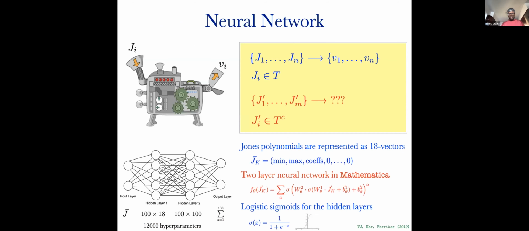Initially, what we did was feed the Jones polynomial as an input, and we associated to this the volume. Up to 16 crossings, the Jones polynomials can be represented as 18-vectors. There are at most 16 terms in the Jones polynomials, and we feed in as input the minimum degree, maximum degree, and coefficients. So a 2-layer neural network with 12,000 hyperparameters and a logistic sigmoid was what we initially used in work with Onkar Parrikar.